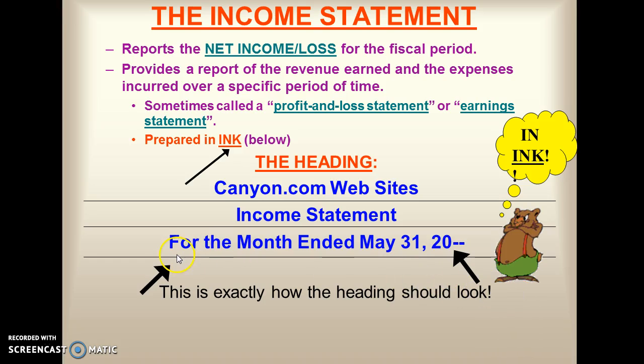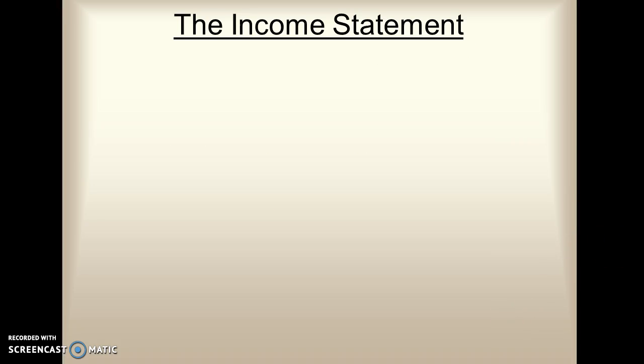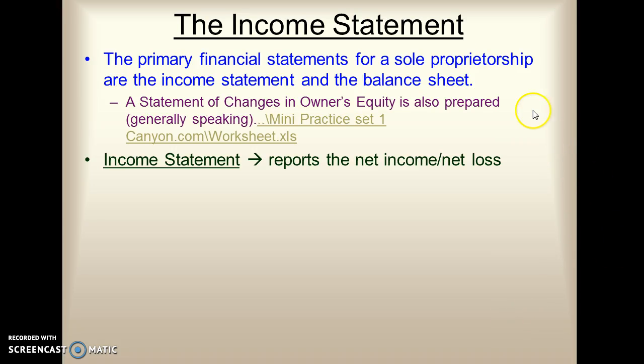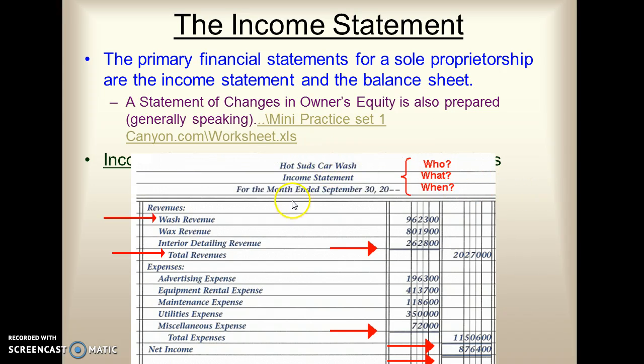No spelling errors. Notice that the F, the M, the E, and the various letters are capitalized, not all lowercase. We're not going to write 2000 dash dash. We're going to write 2016, 2017, depending on what year we're doing this for. Now, the income statement, once again, we're doing it for a sole proprietorship, one owner. Then we will do a statement of changes in owner's equity, but we'll do that after the income statement. And once again, you've done it before.